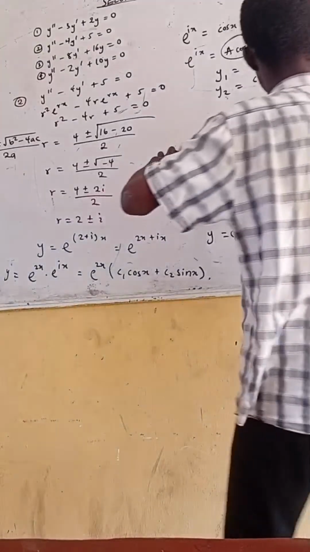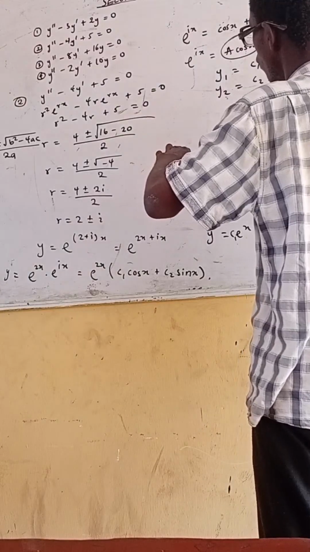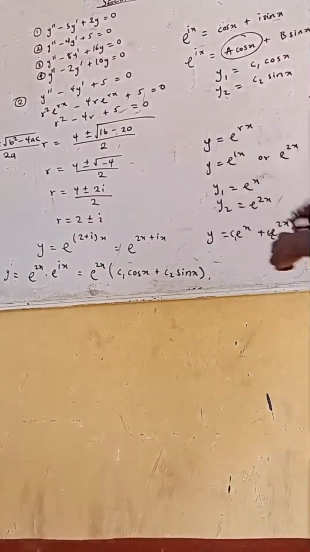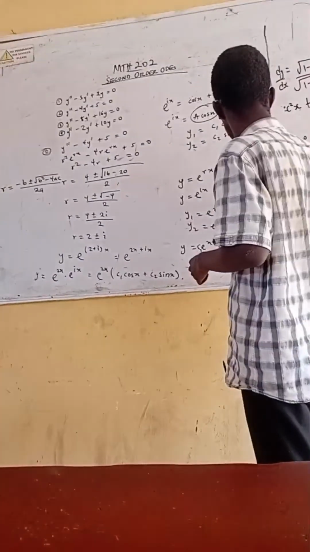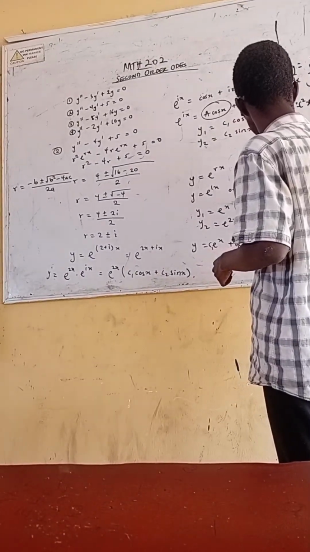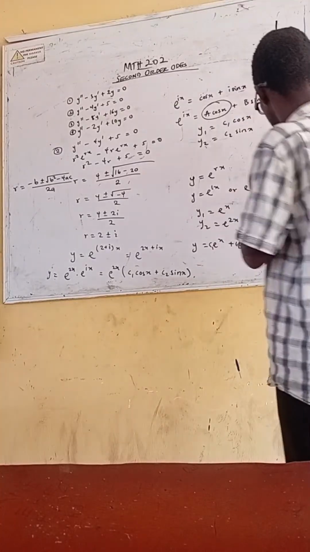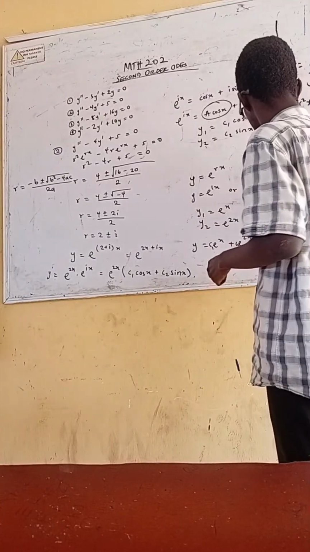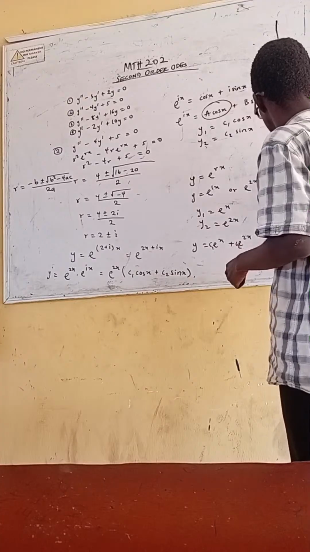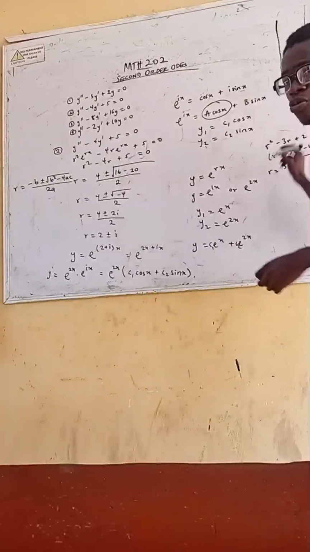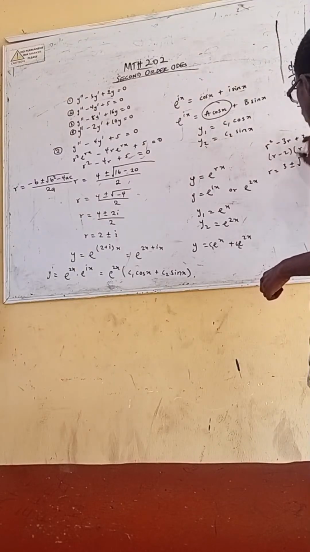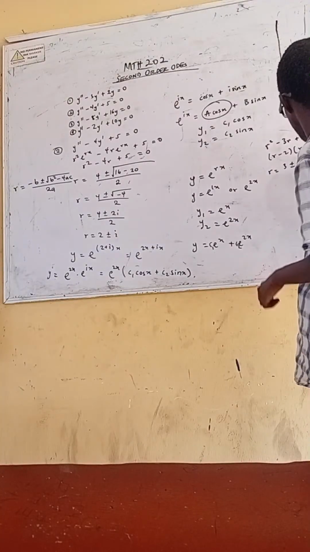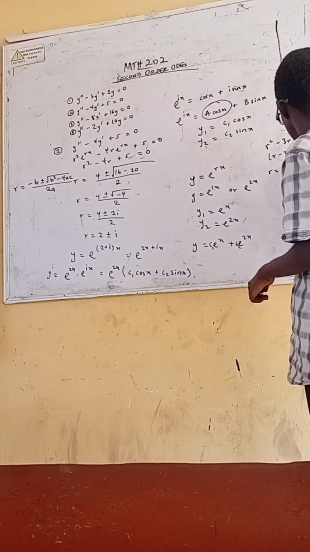Look at it. r squared minus 3r plus 2 equals 0. This one can factorize into r minus 2, r minus 1. If I use the formula, look at what we are going to get. r equals minus b, that's 3, plus or minus square root of b squared, b squared is 9, minus 4ac, where a is 1 and c is 2, so 4ac is 8, over 2a.